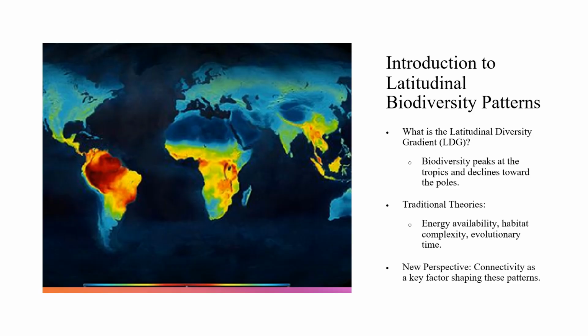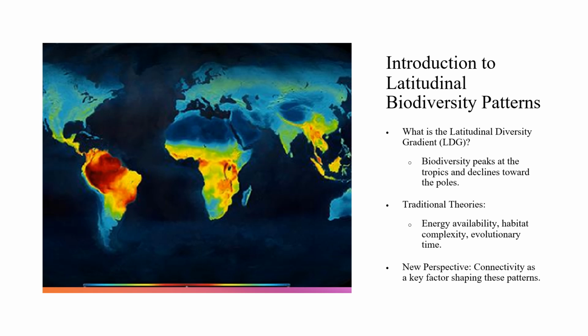First, let's start with this idea of latitudinal diversity gradient. This is a well-known and documented pattern where biodiversity is highest in the tropics and declines as you move towards the poles. There have been many traditional explanations as to why this latitudinal diversity gradient exists. One is energy availability. In the tropics, there's more sunlight, and warmer temperatures promote primary productivity, supporting larger food webs.